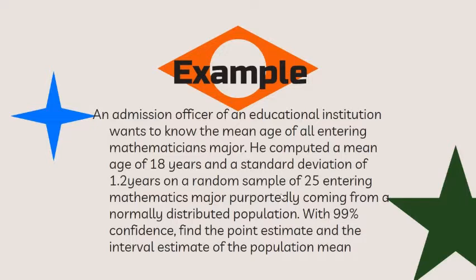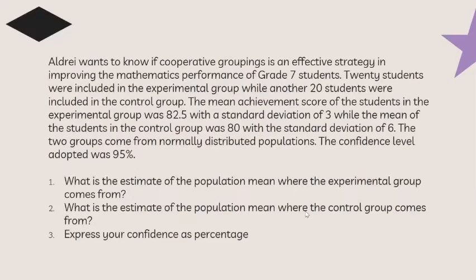An admission officer of an educational institution wants to know the mean age of all entering mathematics majors. He computed a mean age of 18 years and a standard deviation of 1.2 years on a random sample of 25 entering mathematics majors, purportedly coming from a normally distributed population. With 99% confidence, find the point estimate and the interval estimate of the population mean. Let's look at our first example.